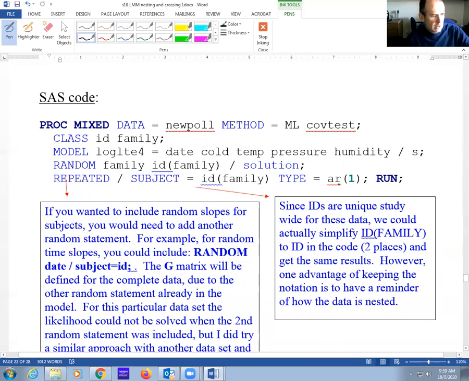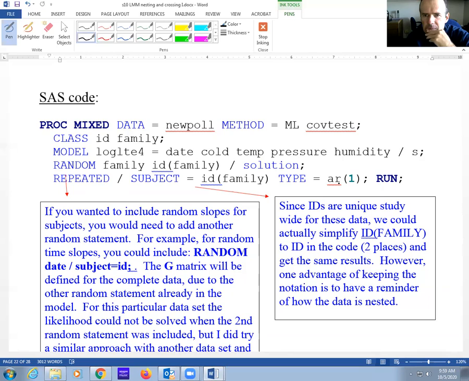Now here's a good question for you guys. What if I didn't include the repeated statement? Would we still account for repeated measures on subjects if we just had that random statement and the two nested effects there? Would we still account for repeated measures? This is a good question because it helps you understand where the modeling of the repeated measures comes into play.